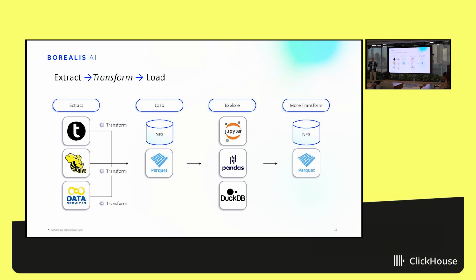Onboarding new people is also very difficult when you have files that they need to understand directory structures. So it really slowed down the onboarding process as well.